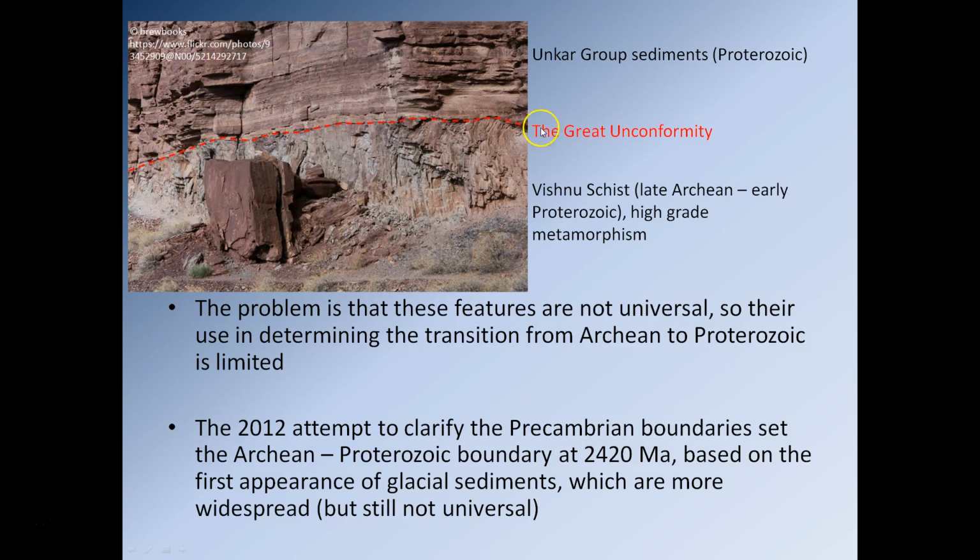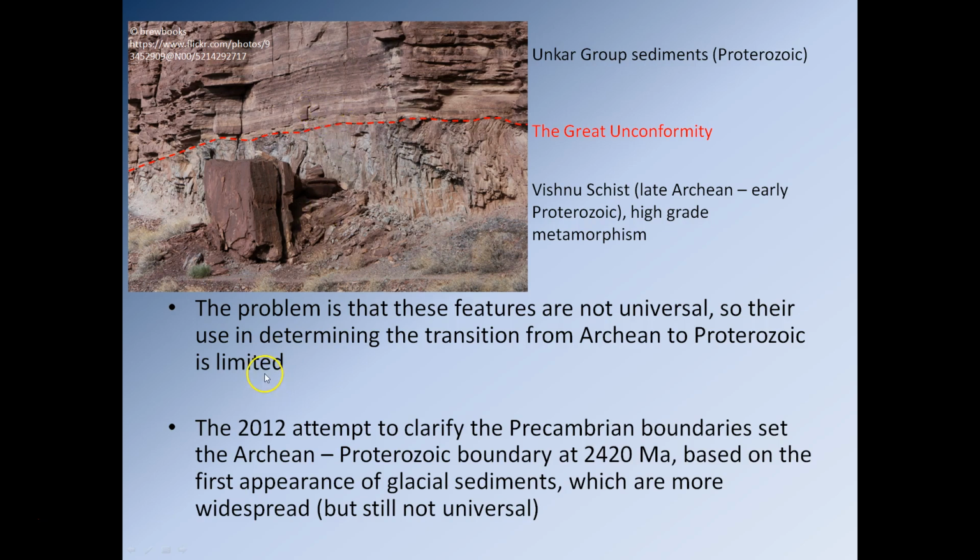The problem with this unconformity is it is relatively common. It's found in lots of places, especially in North America, but it also occurs in Europe and South America. But the thing that needs to be remembered is that it's not universal. So we can't go to every area of the planet, and when we see the Archean Proterozoic transition, we won't always see this boundary. So we need to bear that in mind.